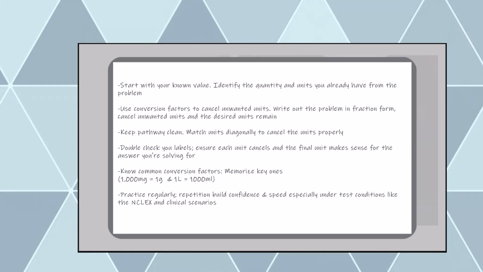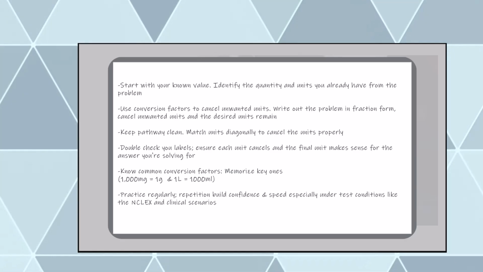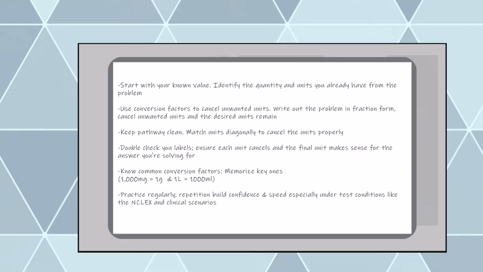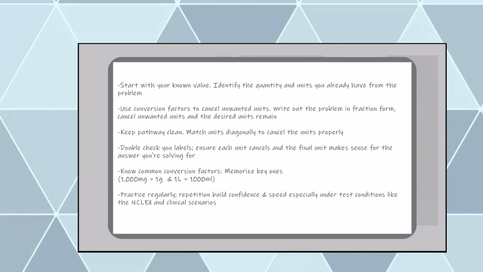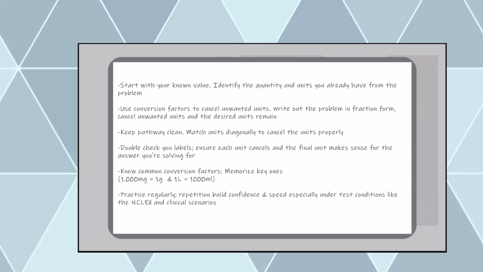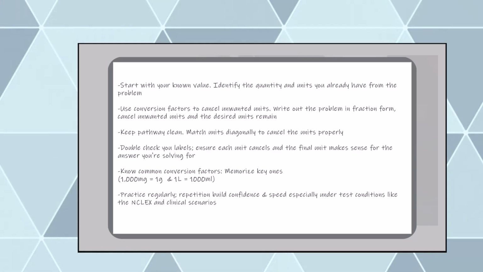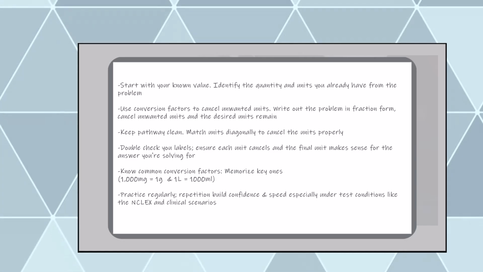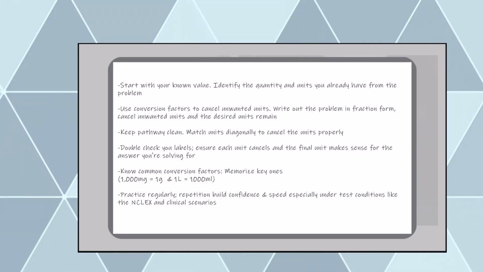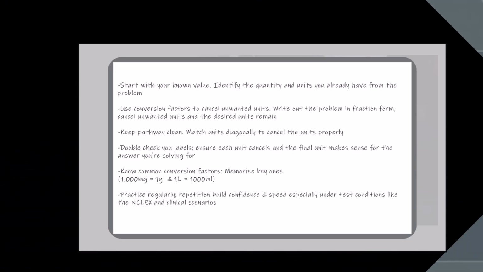Identify the quantity and units you already have from the problem. Use your conversion factors to cancel unwanted units. You write the problem out in fraction form and cancel unwanted units. Keep your pathway clean. Match units diagonally to cancel the units properly. Double check your labels and look at your final unit to make sure it makes sense for the answer you're solving for. Know your common conversion factors.